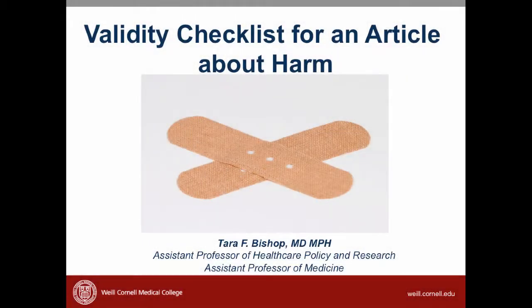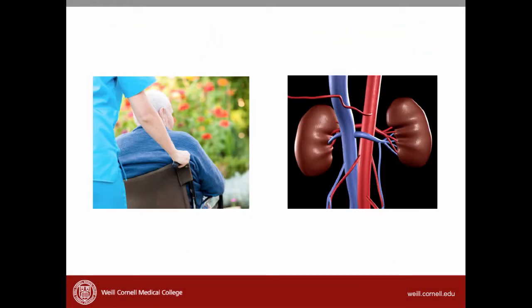In this video, we're going to go over a validity checklist for an article about harm. Let's review the case in the article that we chose. You are on your third year primary care rotation and are seeing a geriatric patient who has relatively advanced dementia and is now having behavioral issues of combativeness and confusion. The resident with whom you are rotating is considering a new antipsychotic for this patient, but has heard reports of complications with these medications and asks you to find evidence in the literature about the harm of atypical antipsychotic medications.